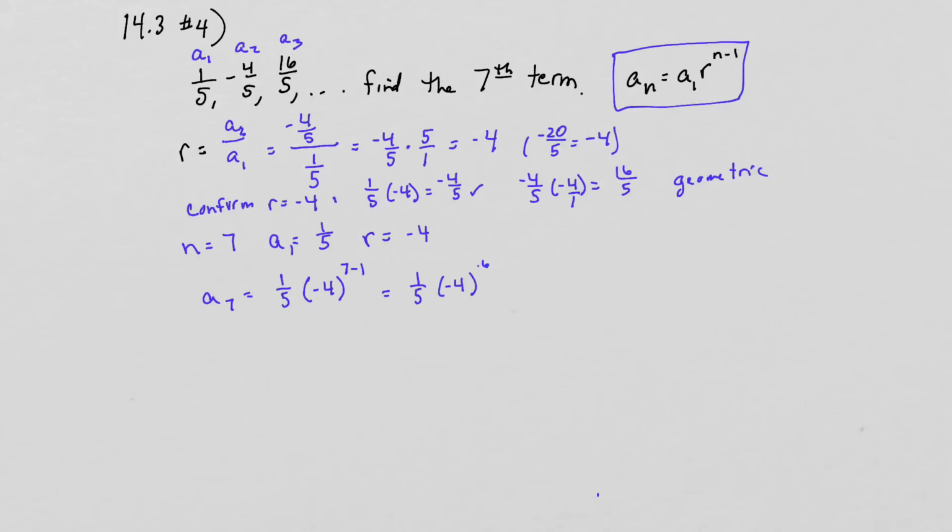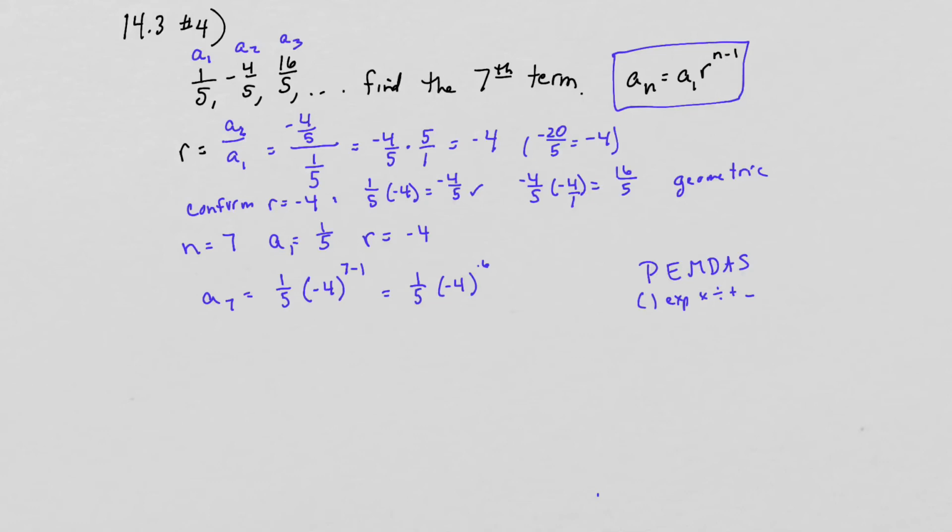Now use your order of operations. In the order of operations, we do parentheses, exponents, then multiplying, dividing, adding, and subtracting. Well, we don't have any work to do inside the parentheses. The parentheses just have negative 4, so that's fine. So next we go to the exponent. So take negative 4 and raise that to the 6th power.